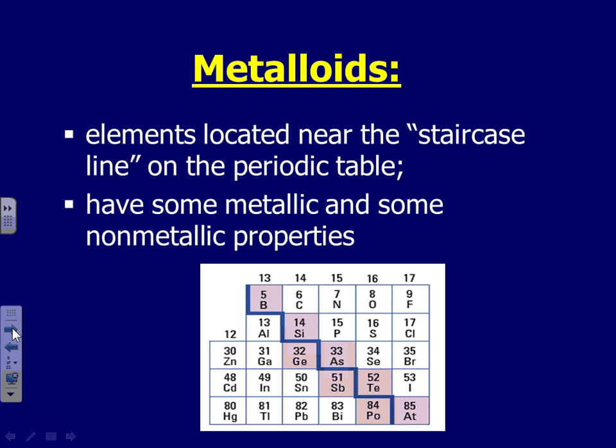They're the elements located near the stair-step line. They have some metallic and non-metallic properties, and aluminum is a little too metallic. They don't include it. Notice it has to be right up against the stair-step line, and therefore something like gallium is not a metalloid. It's not right up against it. Gallium is a metal.